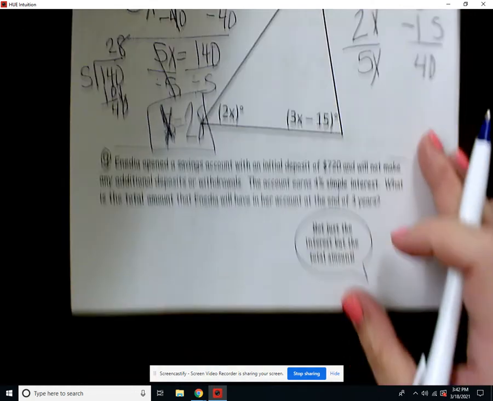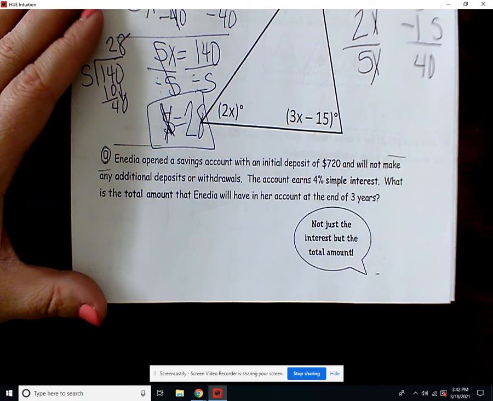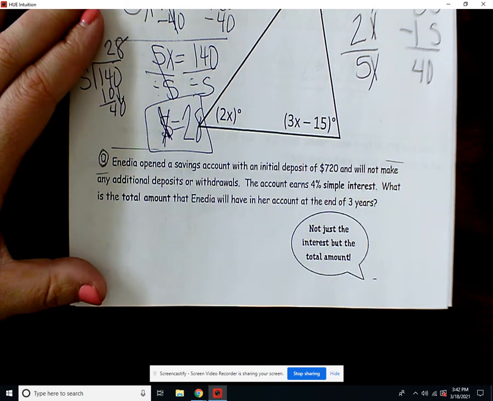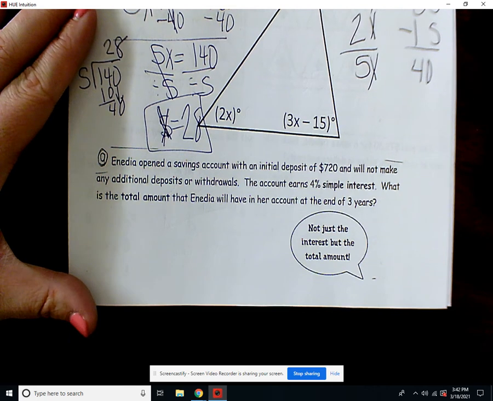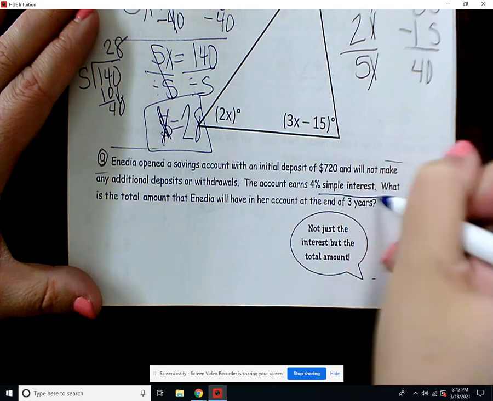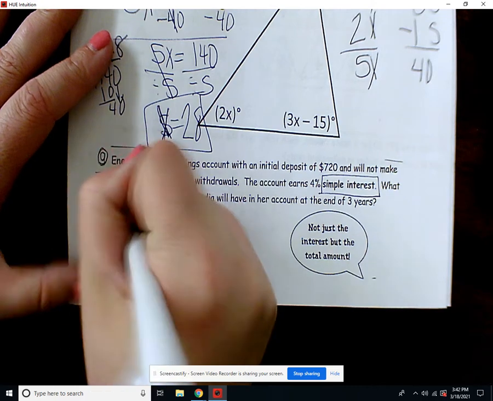All right, number 9. Anita opened a savings account with an initial deposit of $720 and will not make any additional deposits or withdrawals. The account earns 4% simple interest. What is the total amount that Anita will have at the end of 3 years? So this is simple interest. We do have a formula. And again, you'll be given your formulas.